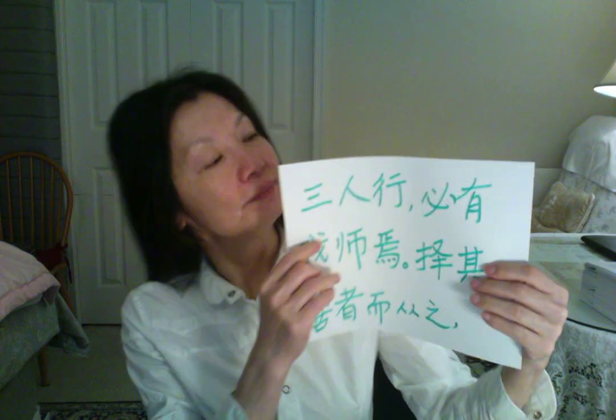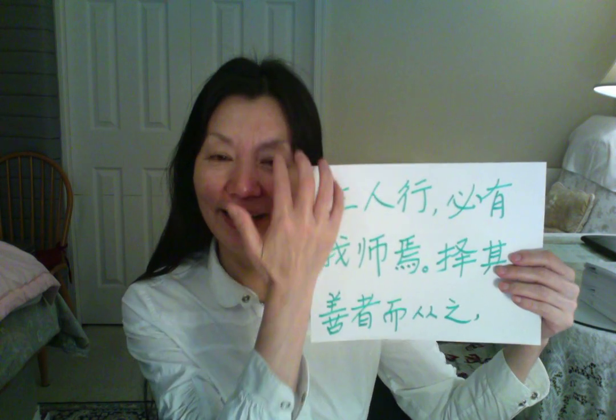Okay, this is the next one here. You know this one right here? 三人行. What do you say? 必有我师焉. The 焉 doesn't add meaning; it's just a softer sound in ancient Chinese. We say yan, which is not used very much for a long time.